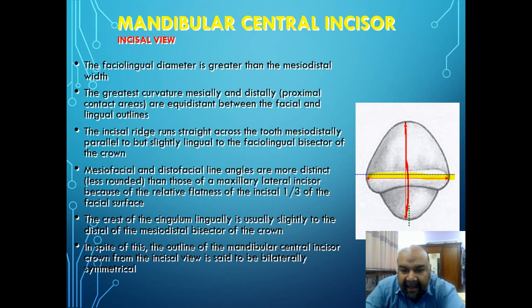The mesiofacial and distofacial line angles are quite straight. They are 90 degrees, and they are both at the same level, in the incisal 1/3, and that is why it is known to be bilaterally symmetrical. The crest of the cingulum is slightly distal to the mesiodistal diameter. This is the cingulum, and this is the crest of the cingulum. It is slightly distal to the mesiodistal bisector. What do we mean by mesiodistal bisector? If you cross this line into half, then the cingulum will be found a little bit distal to this line. But overall, it is quite bilaterally symmetrical.